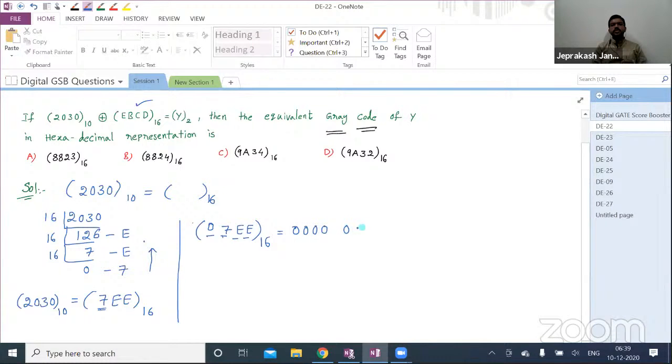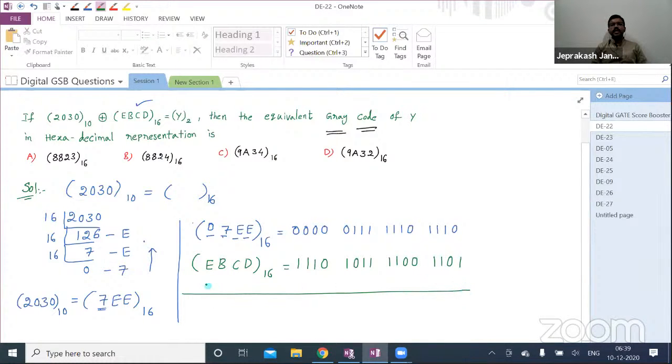Represent each and every hexadecimal digit with 4 bits. 0 is nothing but 4 zeros. 7 is nothing but 0111. E is nothing but 1110. And once again E, 1110. Now consider the other number, that is EBCD base 16. Here also represent each and every hexadecimal digit with 4 bits. E is nothing but 1110. B is nothing but 1011. C is nothing but 1100. And D is nothing but 1101.